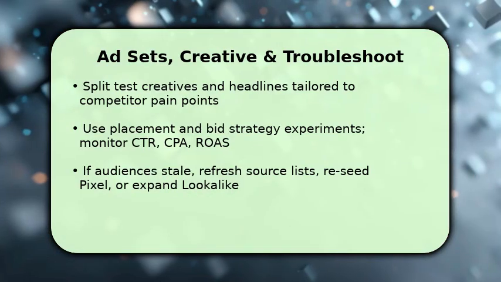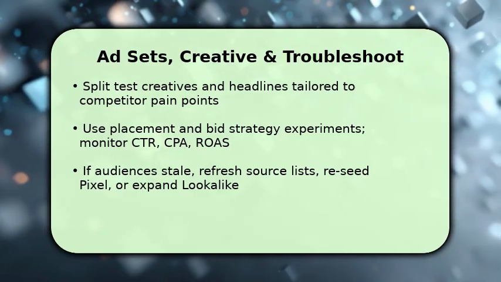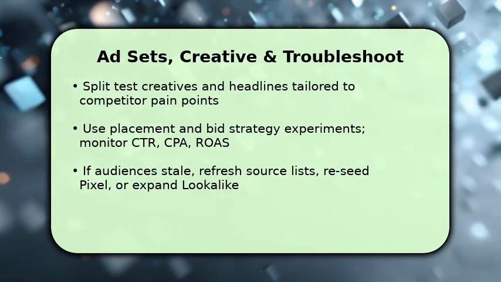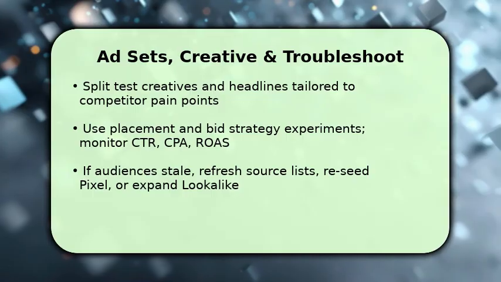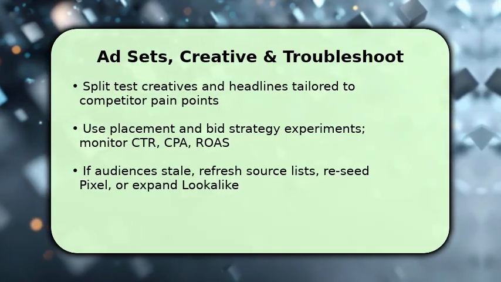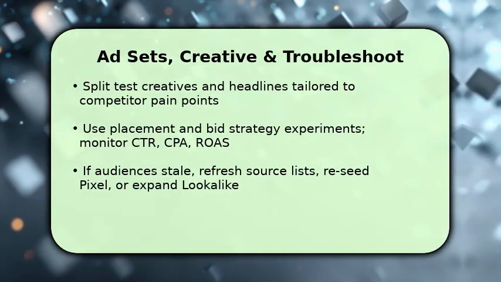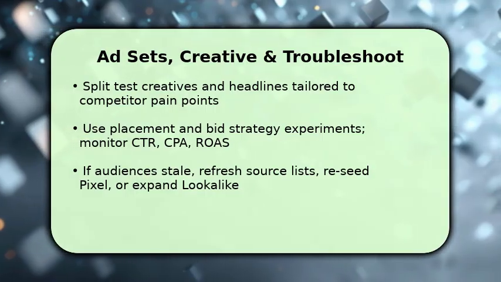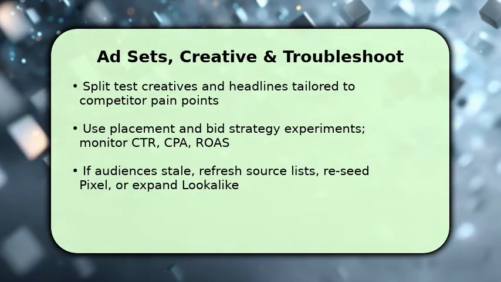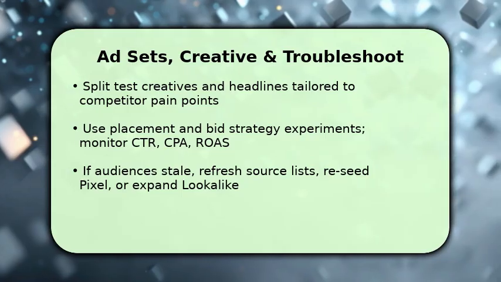Now finalize by structuring ad sets. Separate by lookalike percentage and creative angle, then run an A/B test on copy and offers tied to competitor weaknesses. Set conservative bids and test automatic placements. Monitor CTR, CPA, and ROAS daily for the first week to detect drift.